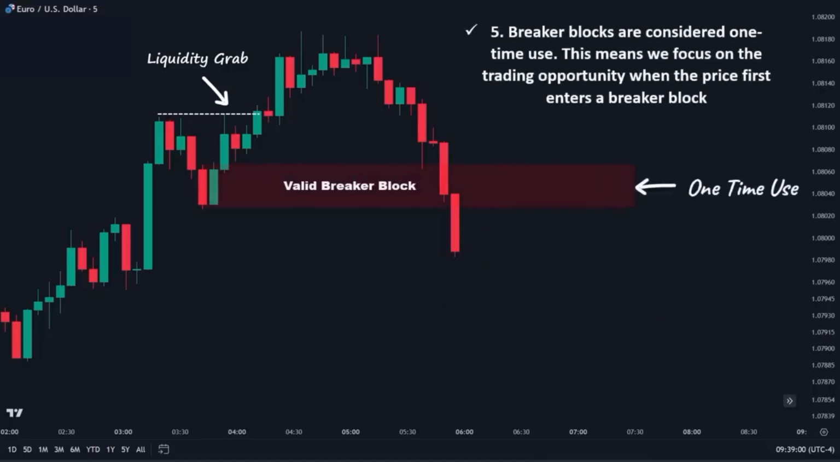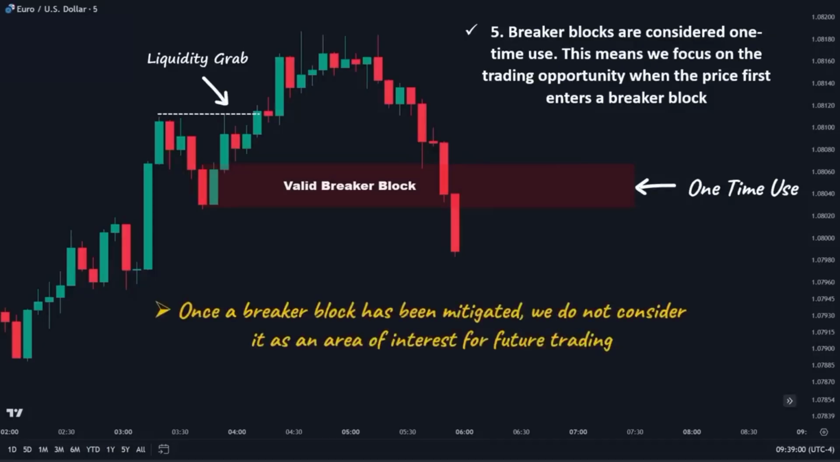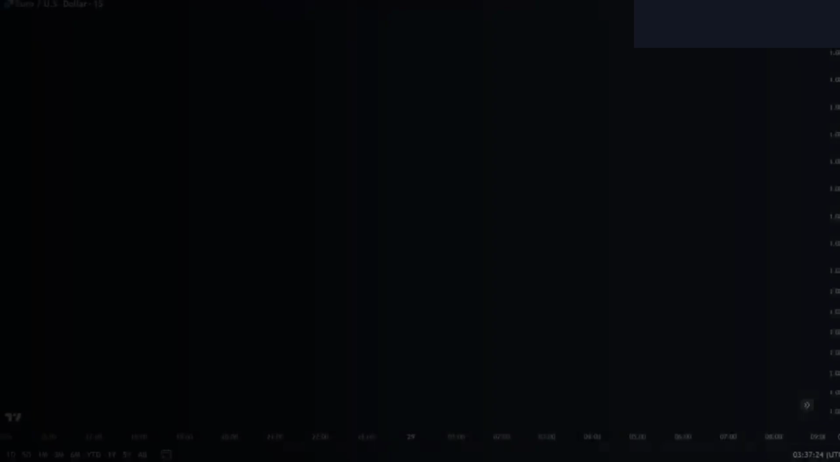Rule number 5. Breaker blocks are considered for one-time use. This means we focus on the trading opportunity when the price first enters a breaker block. Once a breaker block has been mitigated, we do not consider it as an area of interest for future trading. To integrate all the criteria and rules for identifying valid breaker blocks, let's examine a real chart example.